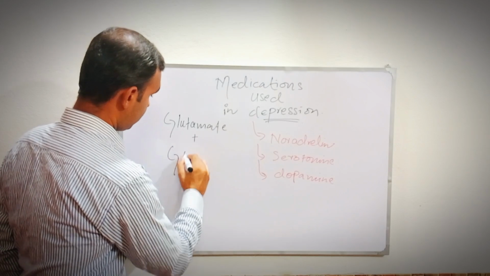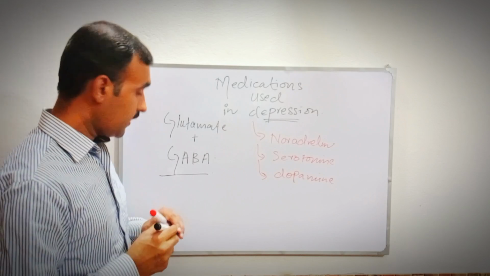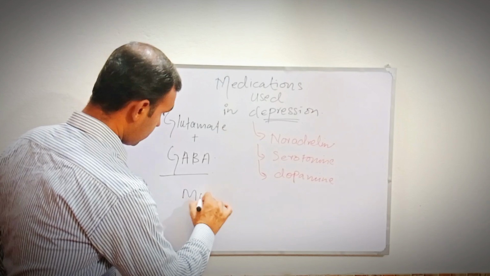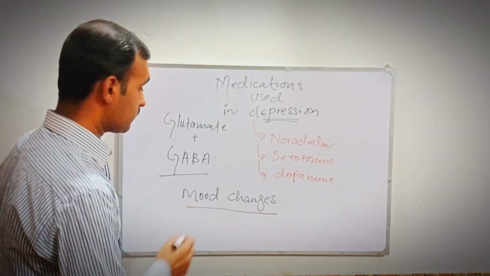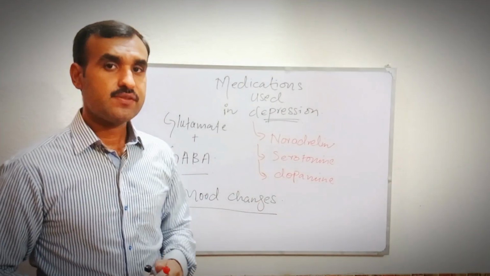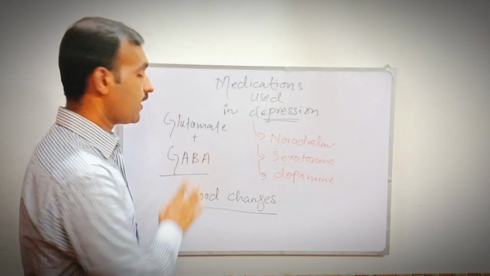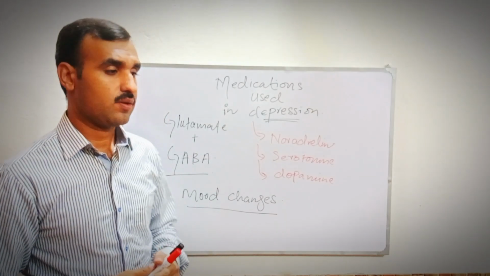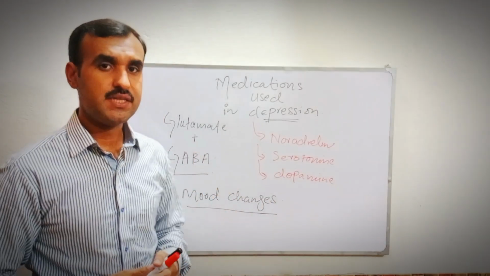These are the two chemicals that play an important role in mood changes, mood elevation, and pleasure. So guys, in a depressive state, the brain glutamate or GABA level is disturbed by certain causes, events, or complications.